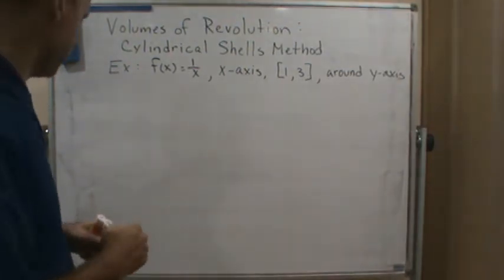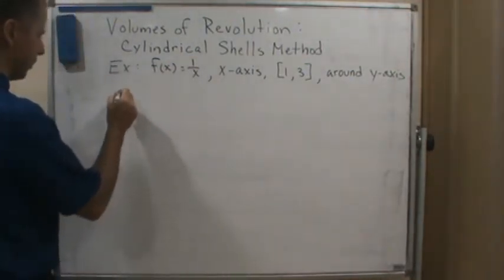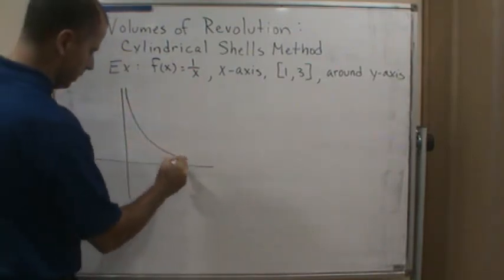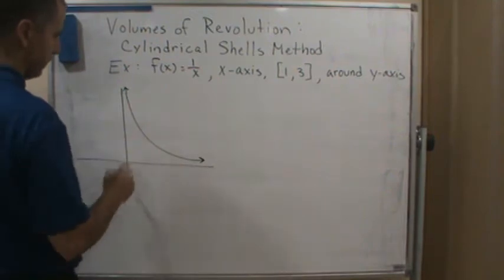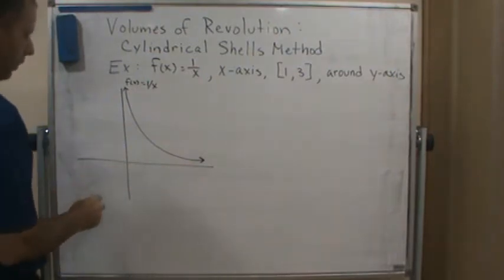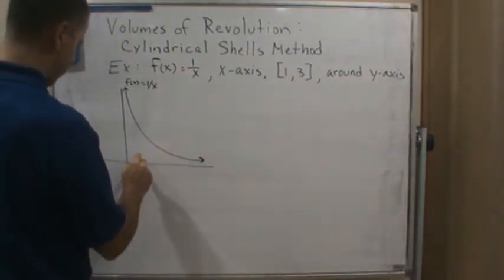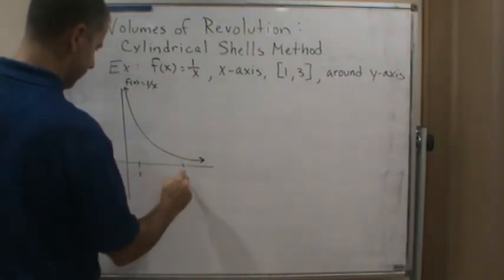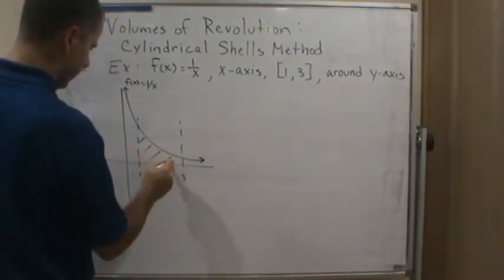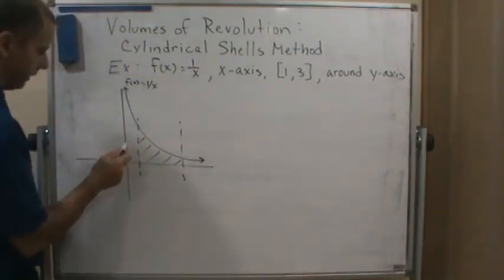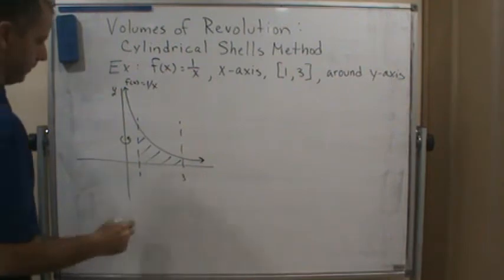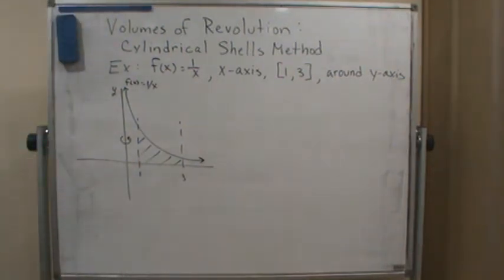Now, just to get an idea of what this looks like, again, you graph it. We know 1 over x looks like this. And we want to go from 1 to 3, right? So this is the region we want to go around. And again, what do we want to do? We want to go around the y-axis. Now this is what I would sketch.